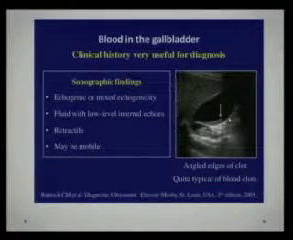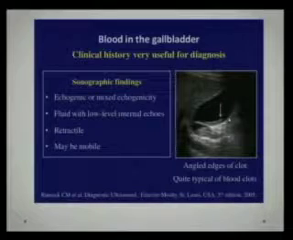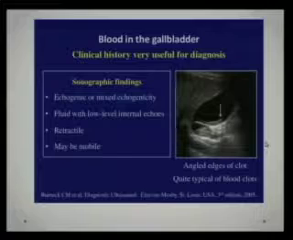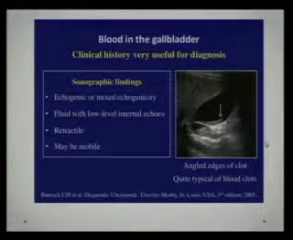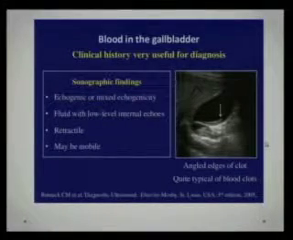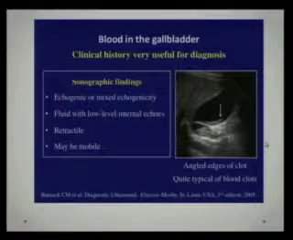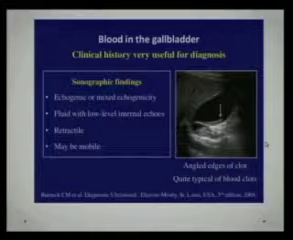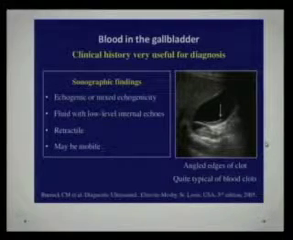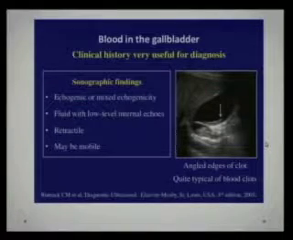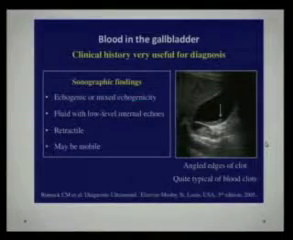Sonographic findings are echogenic or mixed echogenicity material seen in the gallbladder lumen, fluid with low-level internal echoes. Can anybody tell me, in the ovaries, when we see an endometrioma, what do we see? We see low-level internal echoes. That's a cystic cavity filled with blood. Blood on ultrasound, whether in the ovary, the uterus, the gallbladder or any hollow cavity, looks the same: low-level internal echoes. In the absence of septations and nodules, blood in the gallbladder has a similar appearance.